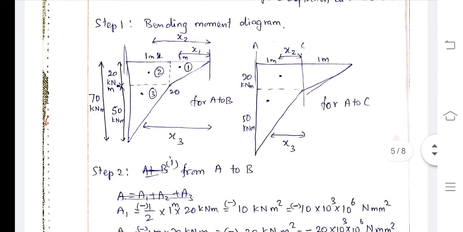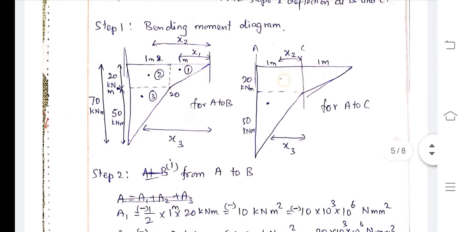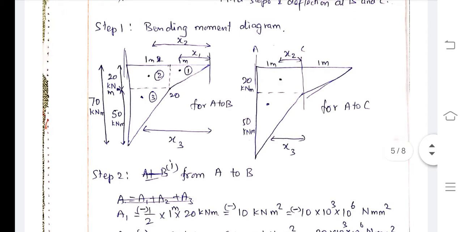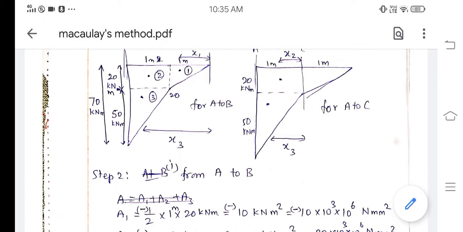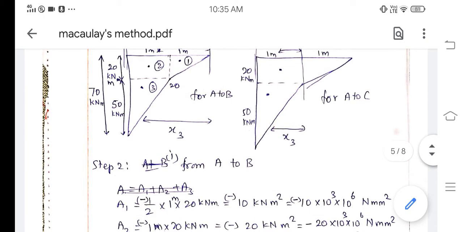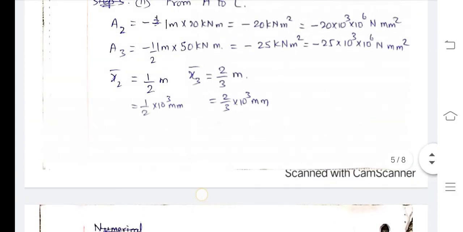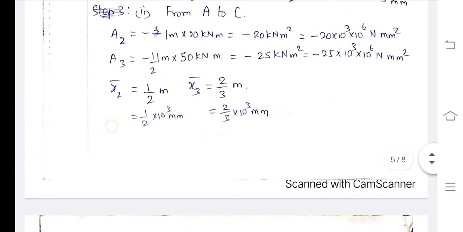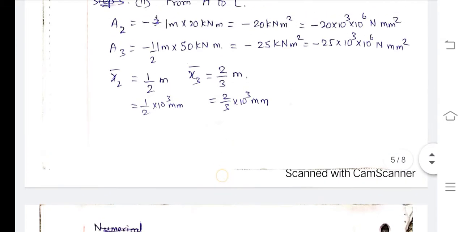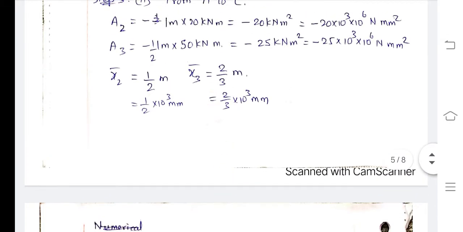Now you have to calculate the x2 from C to this CG point, which is nothing but half of this base, that is 1 meter. So 1 by 2. So here x3 will be 2 by 3 of 1. That's all. So that is what is given here. x2 is 1 by 2 meters and x3 is 2 by 3 meters. So step 2 is over.